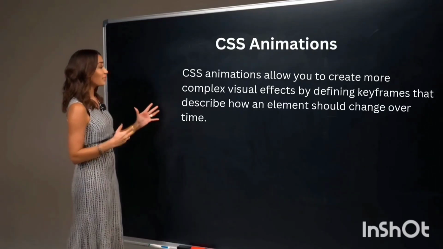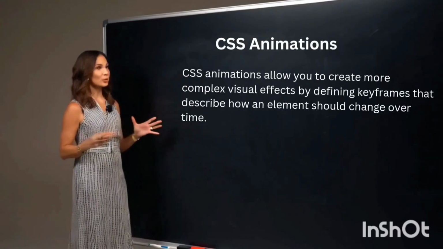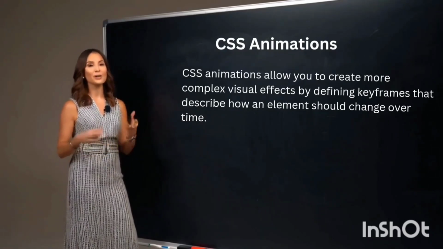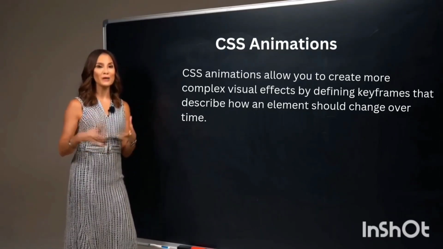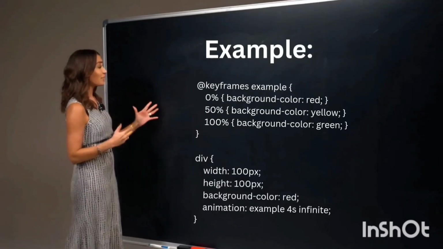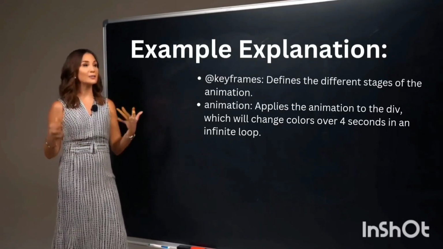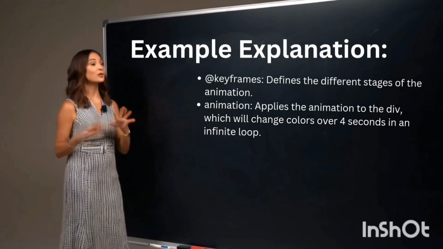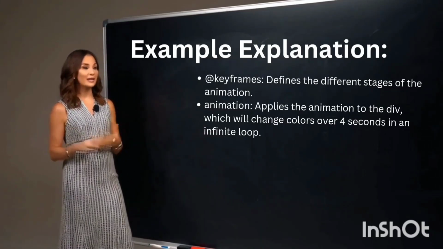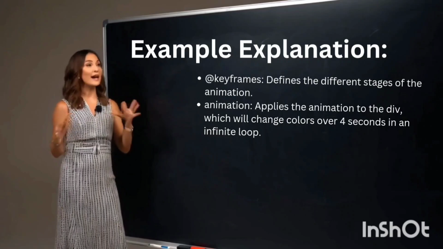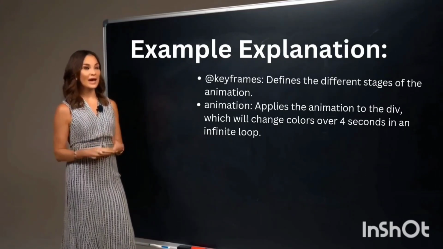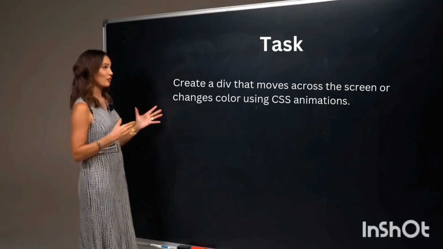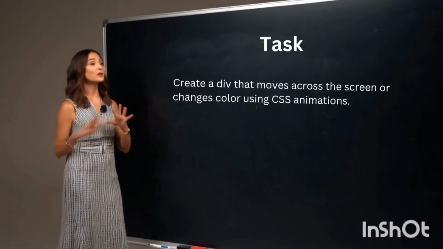Animations. CSS animations allow you to create more complex visual effects by defining keyframes that describe how an element should change over time. Let's see the example. Explanation. @keyframes defines the different stages of the animation. Animation applies the animation to the div, which will change colors over 4 seconds in an infinite loop. Create a div that moves across the screen or changes color using CSS animations.